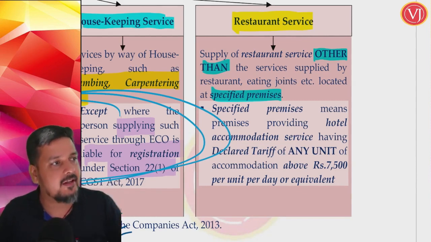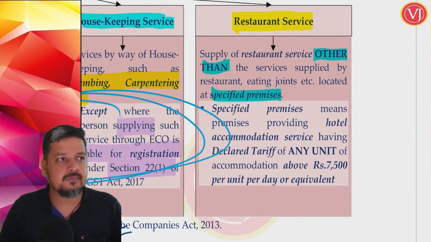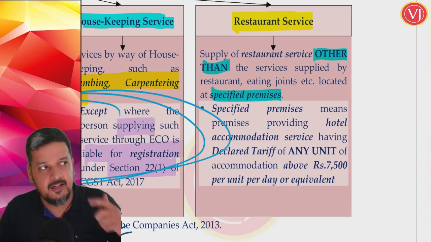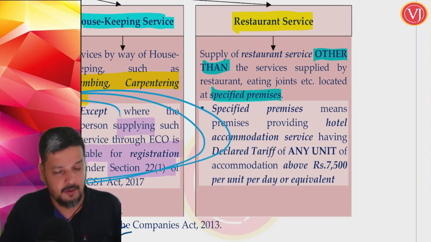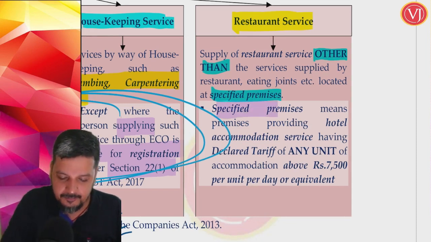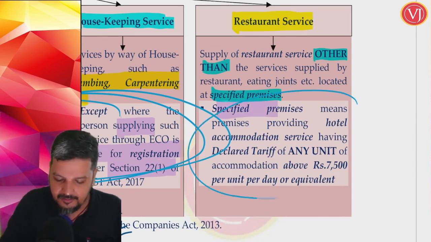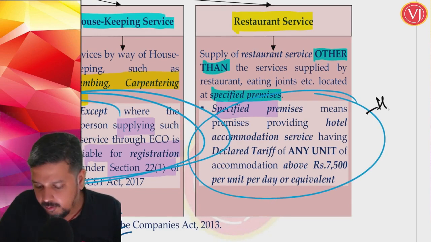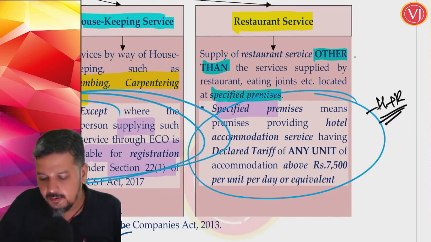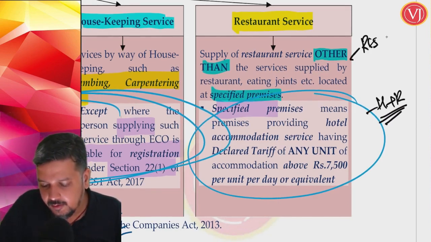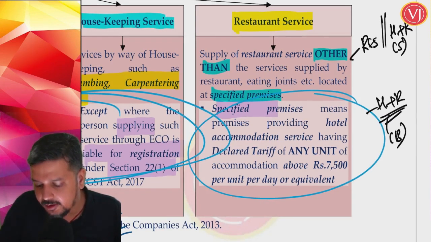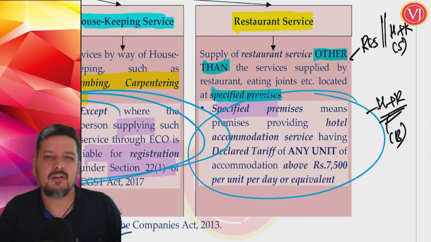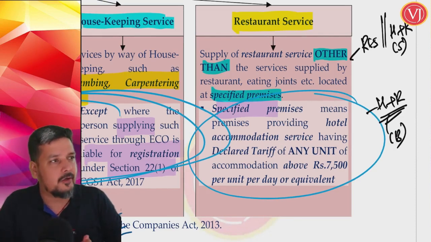Here also there is an exception. If that restaurant which is finally giving you the food is a specified premise. What do you mean by specified premise? Specified premise means a premise which contains hotel plus restaurant. Pure restaurant will come here. Hotel plus restaurant also will come here. But a small hotel will come here. But if it is a big hotel, what is hotel? Hotel means accommodation. Restaurant means food.